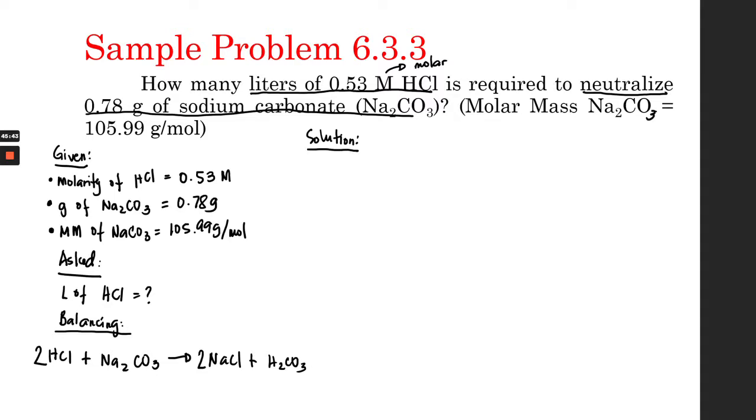Okay, so let's begin on our first step. Let's do it this way. So let's do just a straight one. Our first step is to convert the given grams to moles. In this case, the given grams that we have is the grams of Na2CO3.